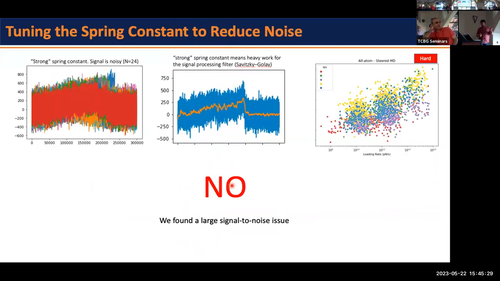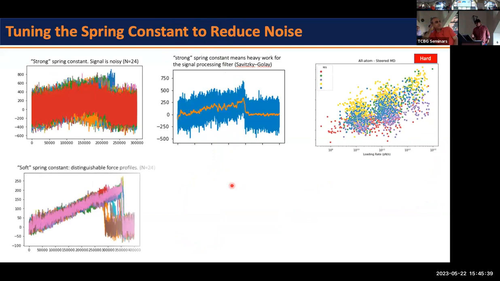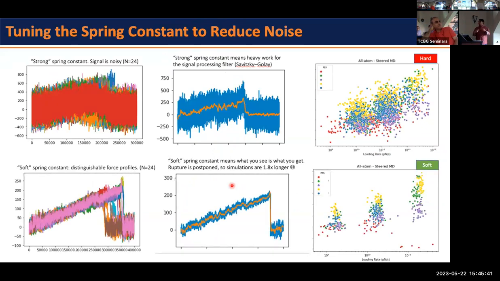Let's just set up. Since you guys are the developers of the method, it wasn't that easy. We needed a lot of tuning of the spring constant, and it took us months to realize which was the best spring constant and the best protocol.